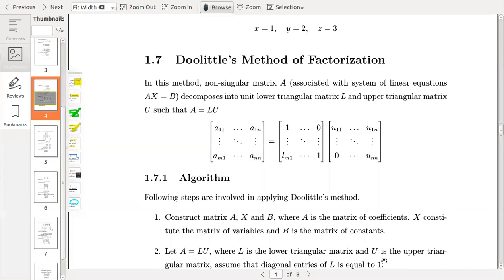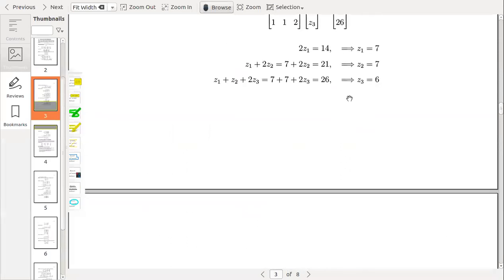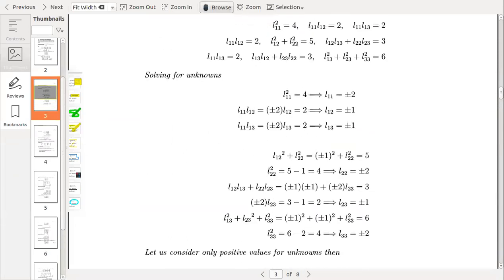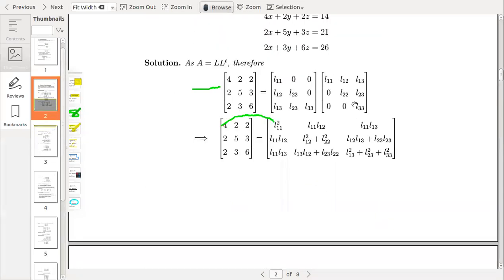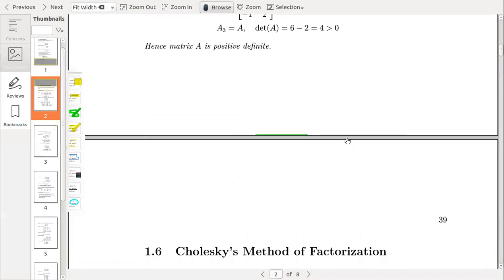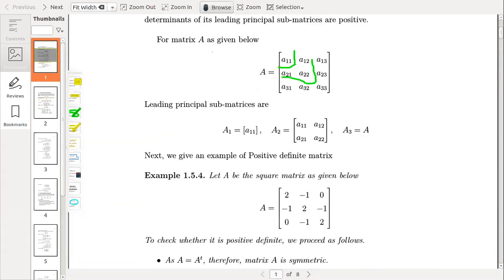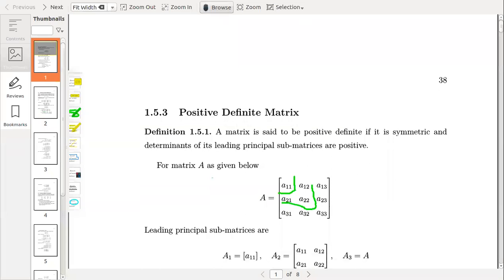And what is a positive definite matrix? A matrix which is symmetric and whose leading principal submatrices have positive determinants is called a positive definite matrix. So we have started from this one.